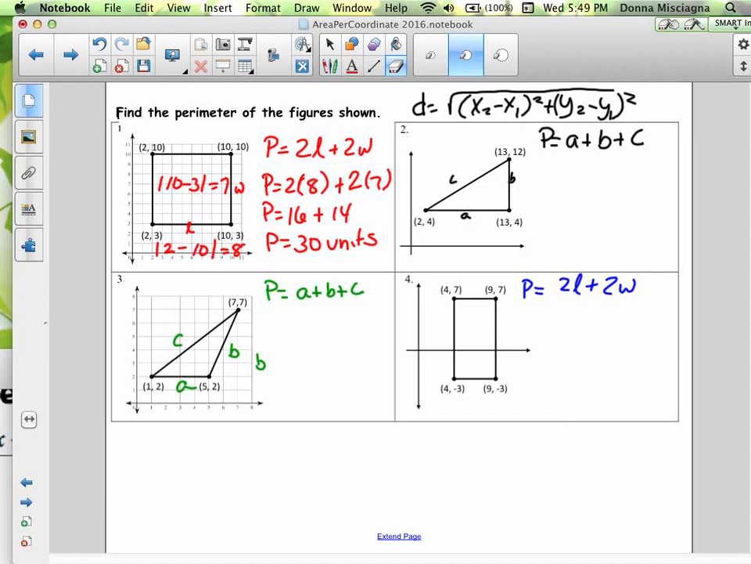Now, we can figure out A and B without using the distance formula. A would just be the absolute value of the difference between 2 and 13. That's the absolute value of 11, or 11. B here is the absolute value of the difference between 12 and 4, right, because the x's aren't changing, which would be 8. And then for C, we're going to have to use the distance formula.